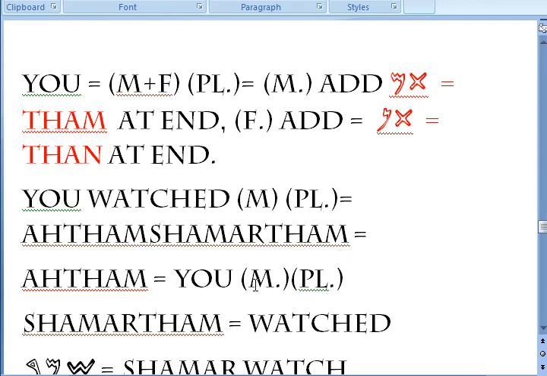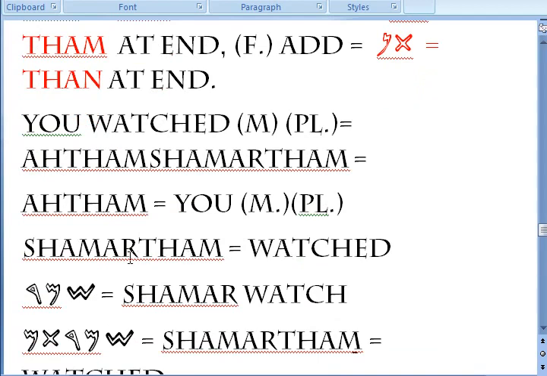A thumb is you, male plural. Shamar thumb is watched. So you see, basically the word shamar, watch, stays the same. It's just a matter of adding the combination of letters at the end of the word, or whether it's at the beginning of the word or in the middle of the word, to convey how many people you're speaking of, and to distinguish their gender.